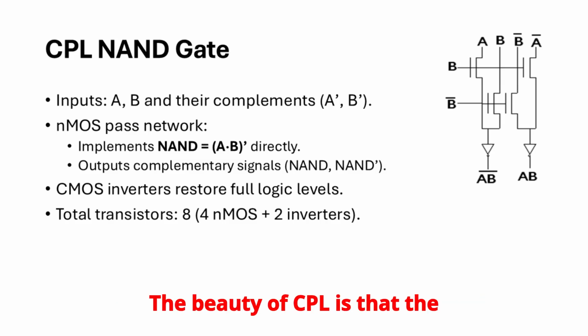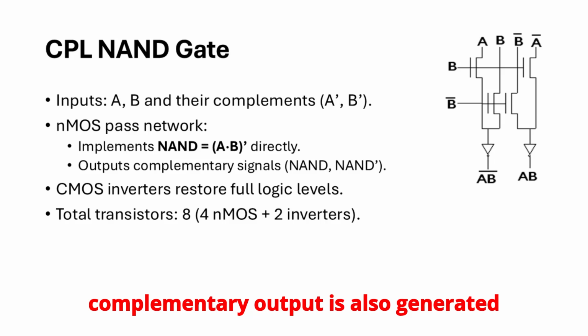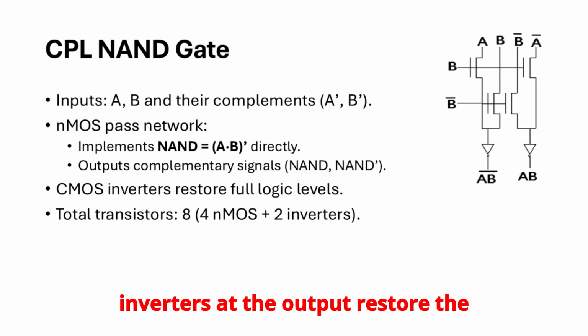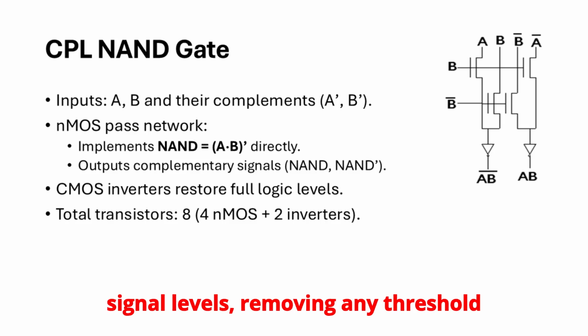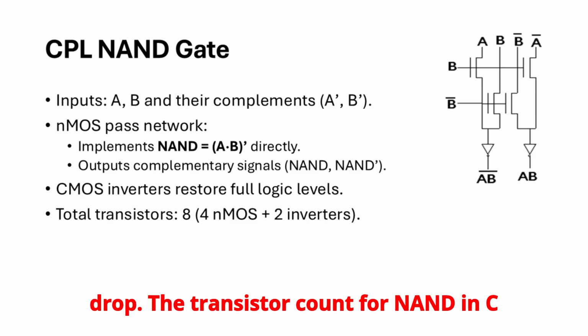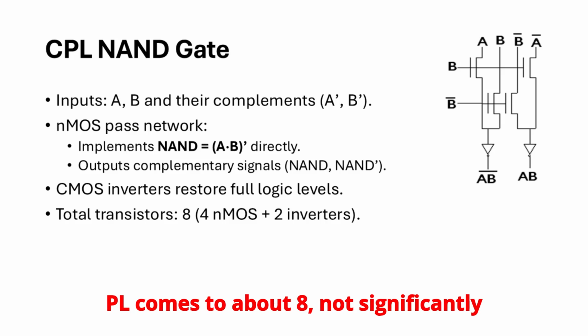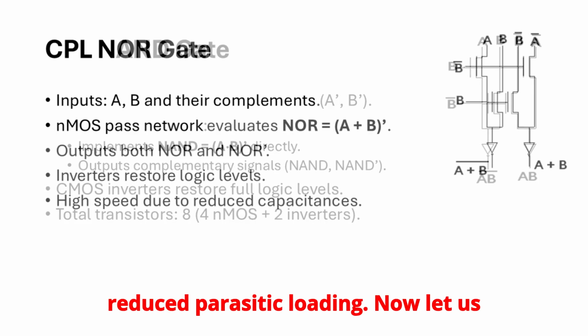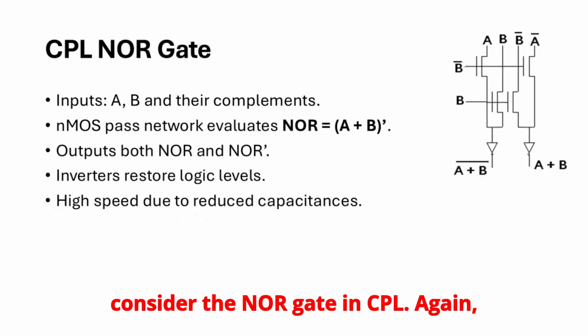The beauty of Corporal is that the complementary output is also generated simultaneously. Finally, CMOS inverters at the output restore the signal levels, removing any threshold drop. The transistor count for NAND in Corporal comes to about 8, not significantly less than full CMOS, but faster due to reduced parasitic loading. Now let us consider the NOR gate in Corporal.